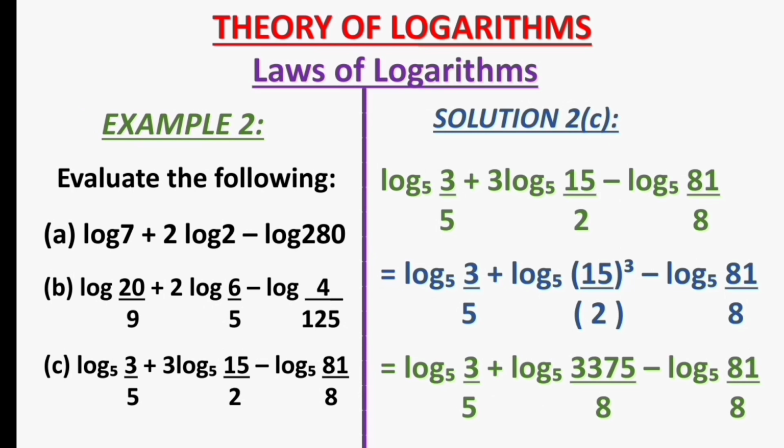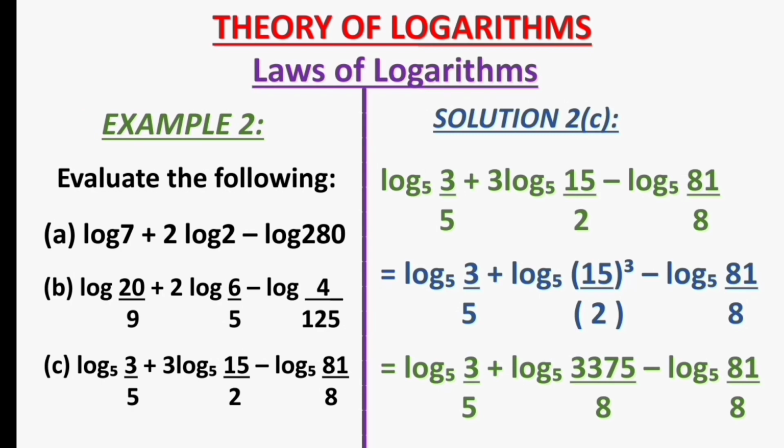Talking about the logarithm to the base 5 of 3 over 5 plus 3 multiplying the logarithm to the base 5 of 15 over 2 minus the logarithm to the base 5 of 81 over 8. Once again, let's simplify the middle term by moving the 3 multiplying logarithm to the base 5 of 15 over 2 to become a power of 3 of 15 over 2. That gives the logarithm to the base 5 of 3375 over 8 as the middle term.